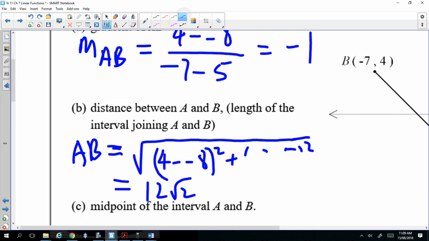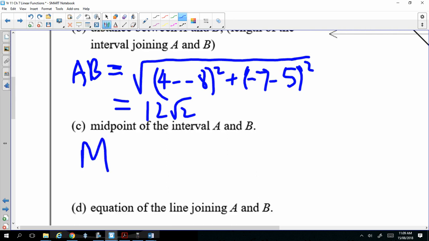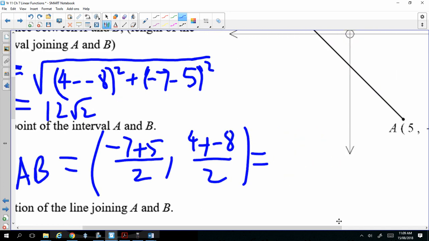Okay, next one, midpoint. How do you find the midpoint? These are all revision. All right, midpoint of AB, capital M. You do the average. So average of the X, which is negative 7 plus 5, average of the Y, which is 4 plus negative 8. What do you get? You get negative 1, negative 4, which is negative 2. Done. Right, we found all three. The gradient is negative 1, the distance is 12 root 2, the midpoint is negative 1, negative 2.